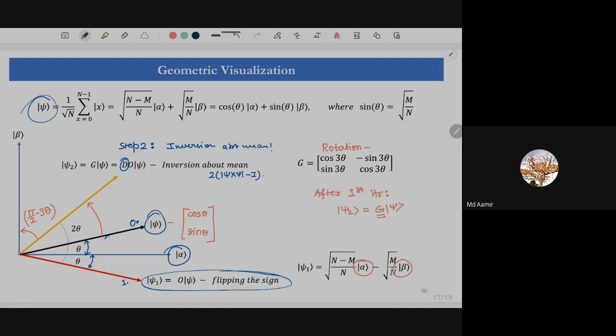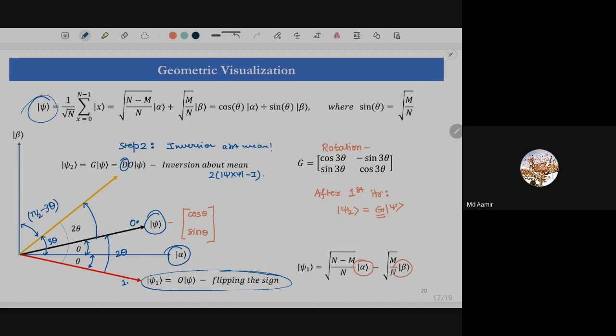So we have total angle here 2 theta, and when we flip around this psi, we'll have a 2 theta angle from this side. So this will be 2 theta angle. If we compute from the alpha axis, then the total angle is 3 theta. And the remaining angle is pi by 2 minus 3 theta.